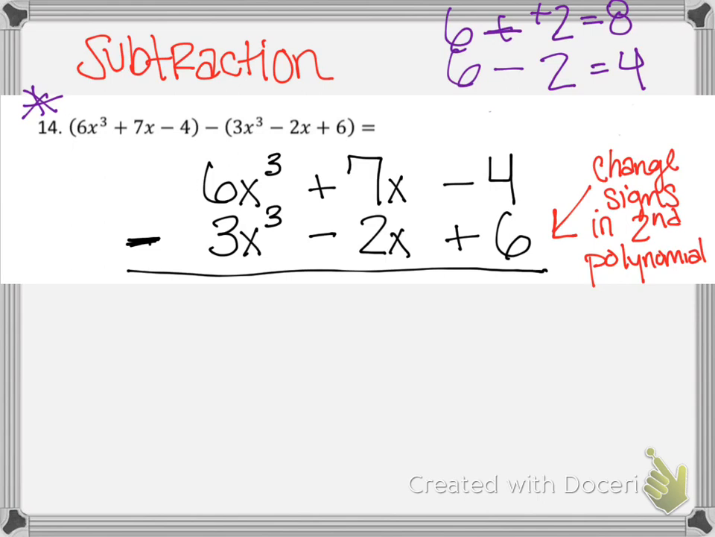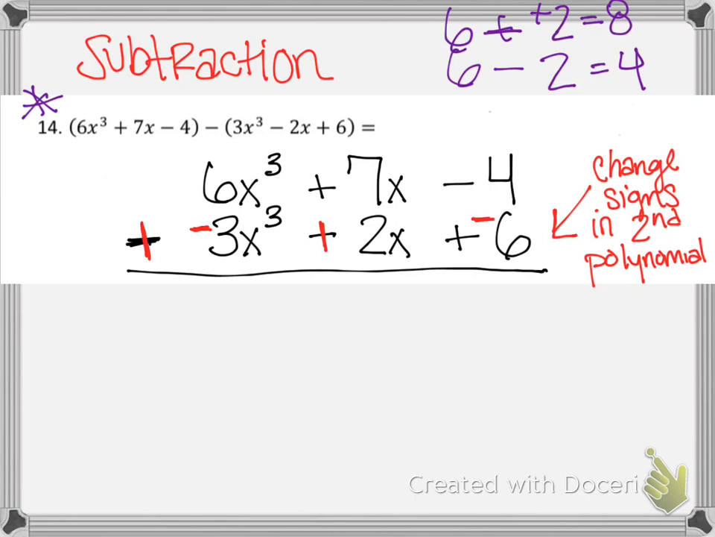So that means I'm going to change this to an addition problem and flip the sign on every number after it. So I have a negative 3 now. This minus 2 becomes a plus 2. And this plus 6 becomes a negative 6. So I have changed the subtraction to an addition problem, and flipped every sign. So now let's go ahead and solve it.